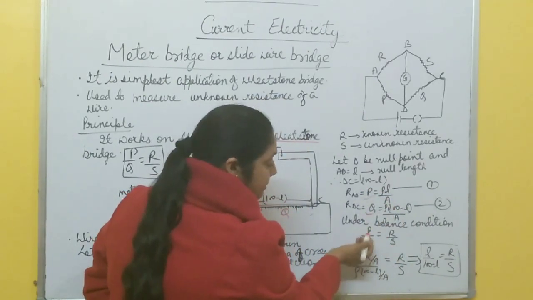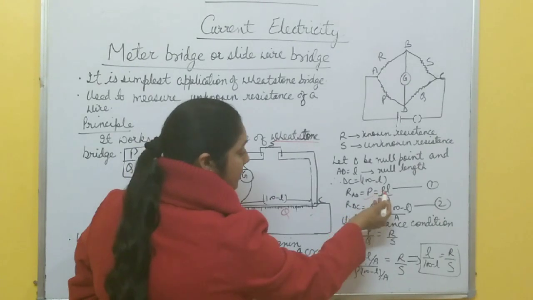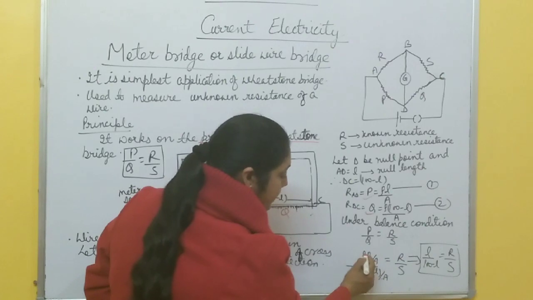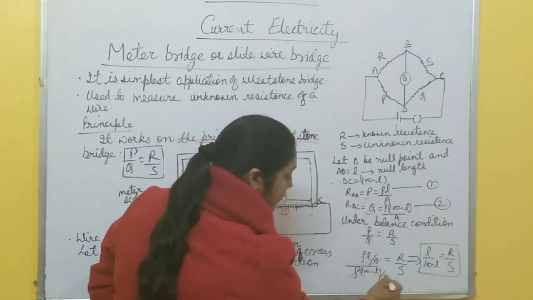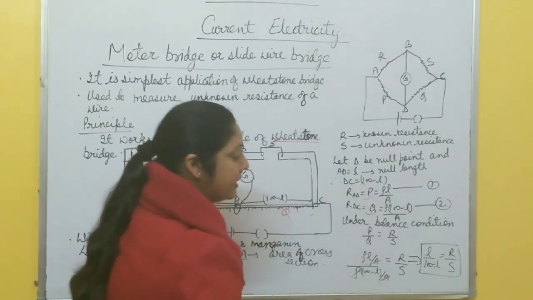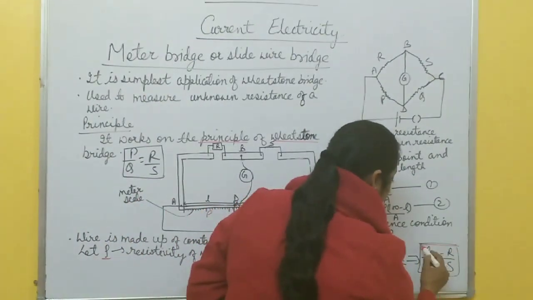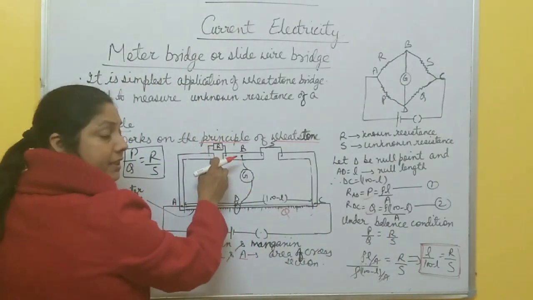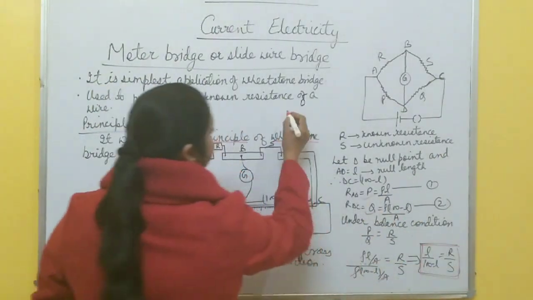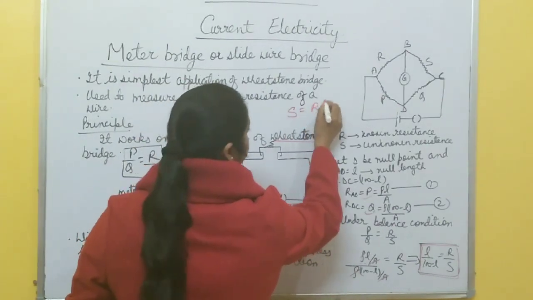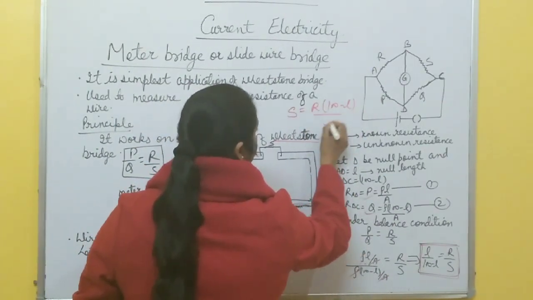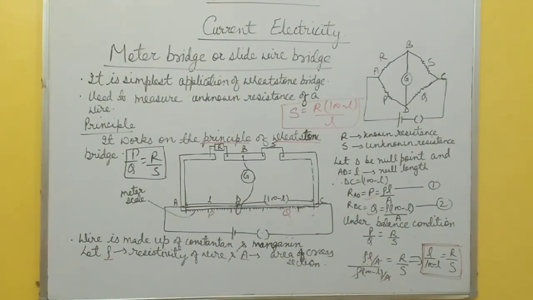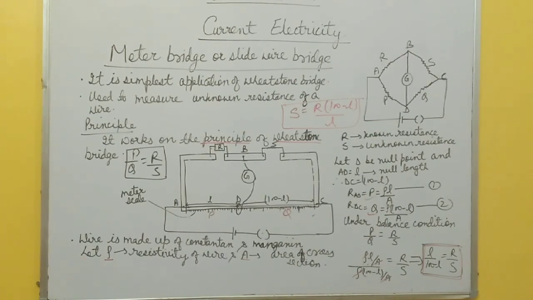Now under balance case, P by Q equal to R by S. So P is rho L by A and Q is rho (100 minus L) by A, equal to R by S. Rho cancels, A cancels. It becomes L by (100 minus L) equal to R by S. Now you know the value of L, the null length. R is the known resistance. You can easily calculate the unknown resistance S. S equal to R (100 minus L) by L. So in this way you can calculate the value of unknown resistance S, right?